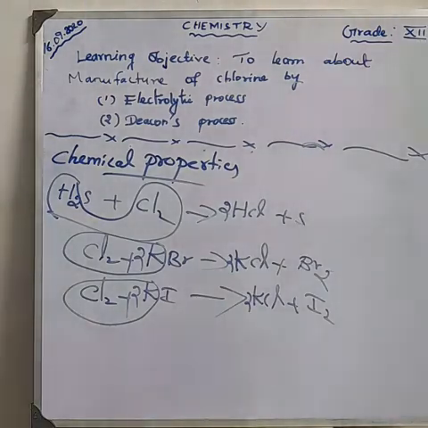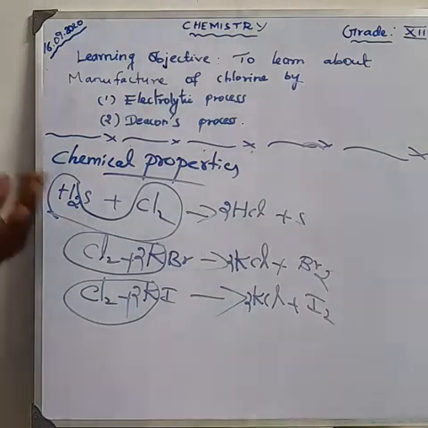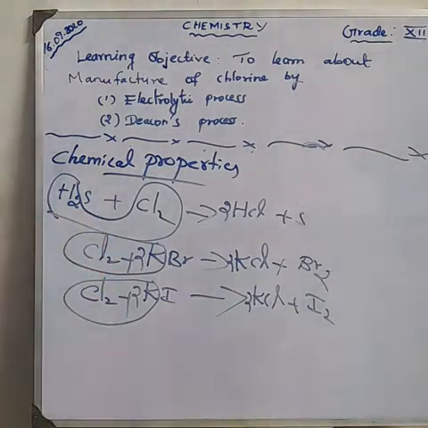Next one, a very good reaction between chlorine and ammonia. Here chlorine reacts with ammonia to form ammonium chloride. Before that, first of all, chlorine reacts with ammonia and we get hydrochloric acid and also nitrogen. Hydrochloric acid reacts with ammonia to form ammonium chloride. Then you should also write the overall reaction. Whenever you write the reaction between ammonia and chlorine, you should write the overall reaction.